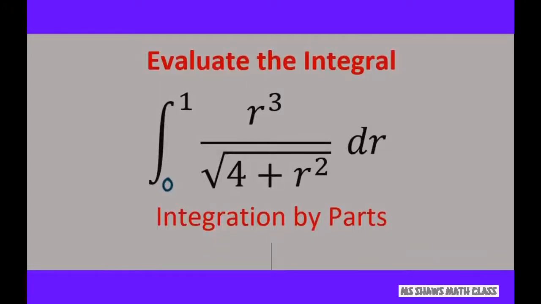Everyone, we're going to evaluate this definite integral given over the interval 0 to 1. So we'll get started. We're going to use this formula for our definite integrals, just going from a to b. So we're going to find, using this, our u. We're going to choose that to be r squared. I'll explain that in a minute.